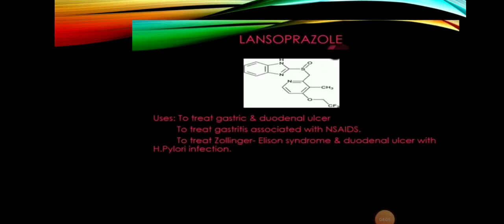Lansoprazole. Lansoprazole also contains two basic nuclei, benzimidazole and pyridine. The pyridine carries OCH2CF3, which means a trifluoromethyl group. This trifluoromethyl group is attached through CH2 and oxygen, and there is one more methyl group. The bridge between these two heterocyclic rings is a CH2SO group. That is the structure of lansoprazole.